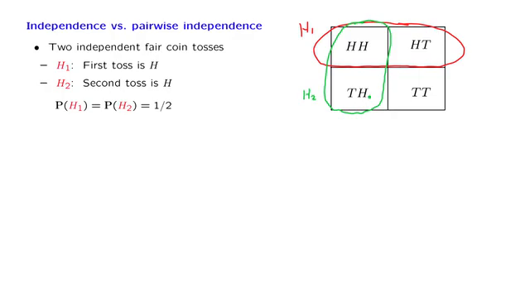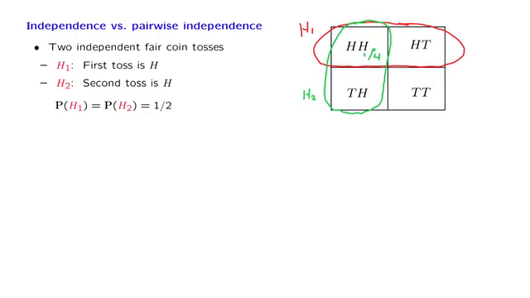Now, we're assuming that the tosses are independent. So the event heads-heads has a probability which is equal to the probability that the first toss resulted in heads, that's 1/2, times the probability that the second toss resulted in heads, which is 1/2, so the product is 1/4. We have probability 1/4 for this outcome.